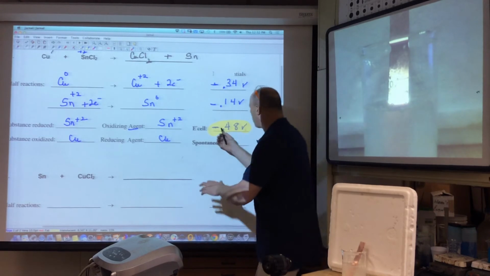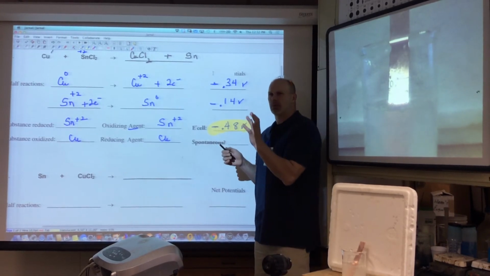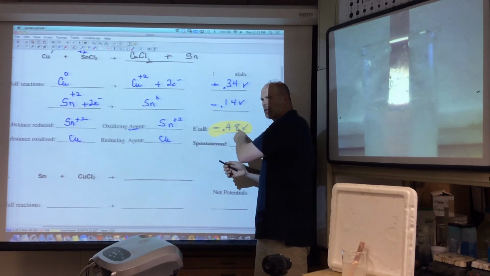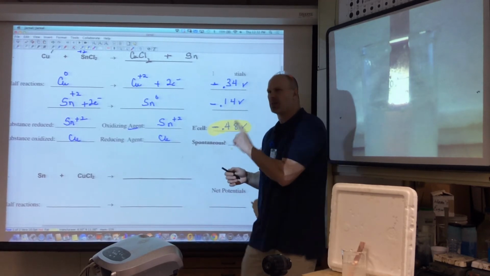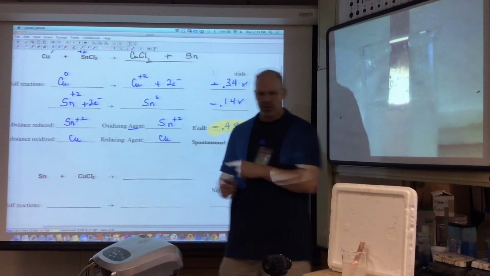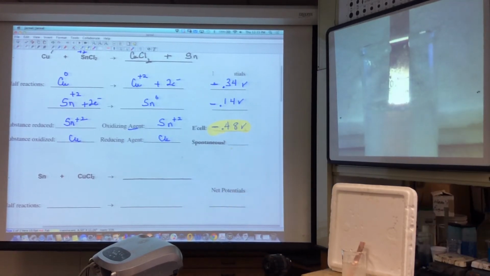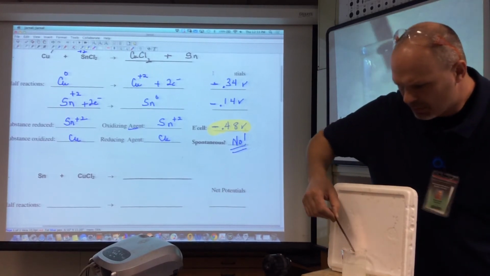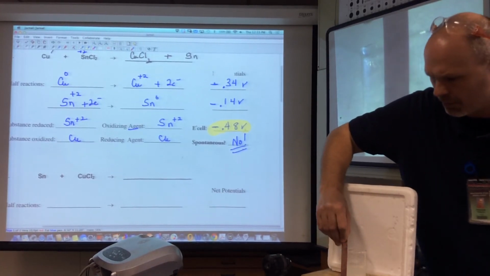By it being a total negative voltage, what does it scream to you? It's not going to work unless I add energy to it. Is it spontaneous? Spontaneous means does it work? No. So you would say no. The negative volt says it does not. I'll put it right here: No! So what that means is my reaction should be doing nothing.